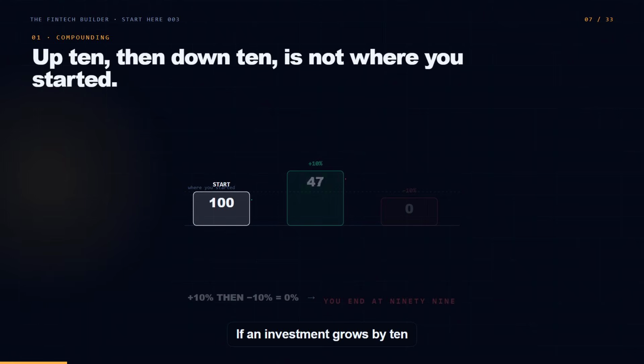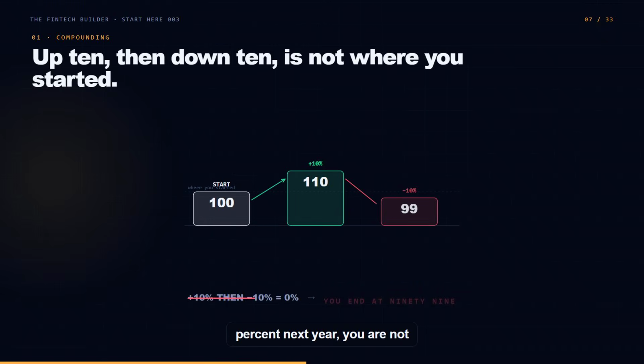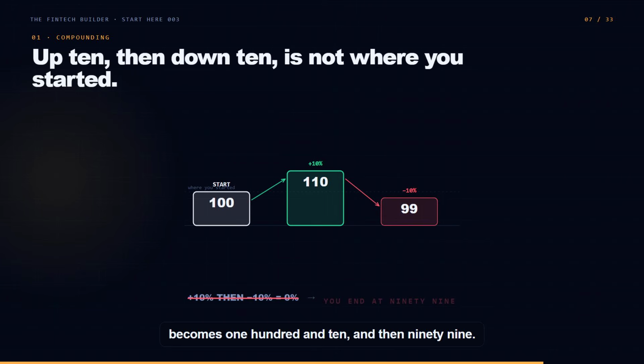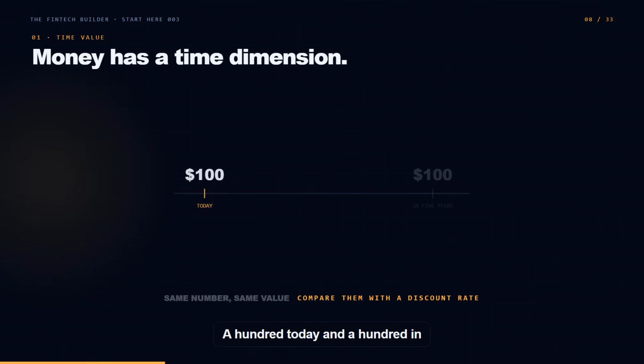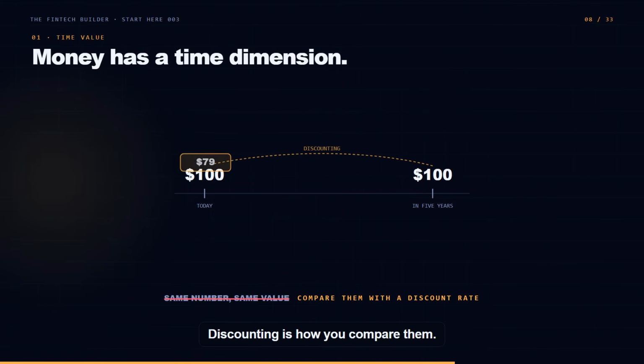If an investment grows by 10% this year and loses 10% next year, you are not back where you started. 100 becomes 110 and then 99. And money has a time dimension. 100 today and 105 in a year are not the same quantity. Discounting is how you compare them.